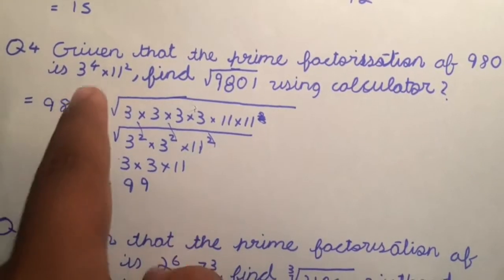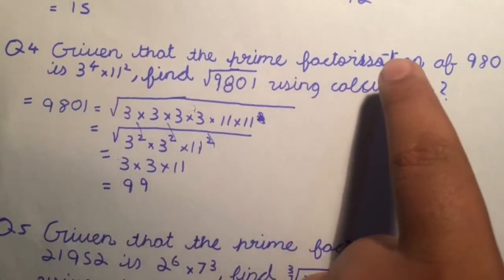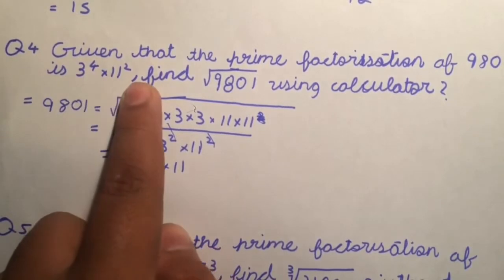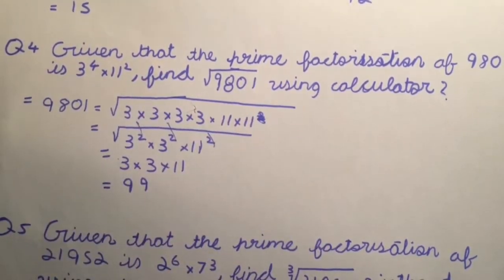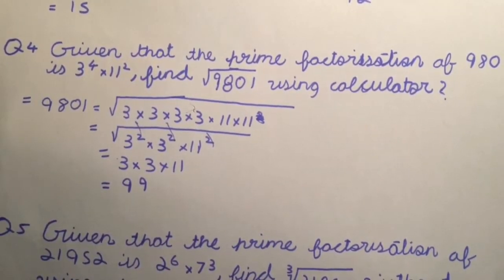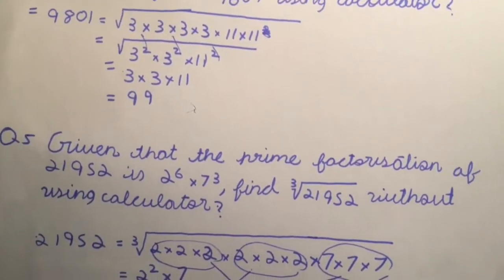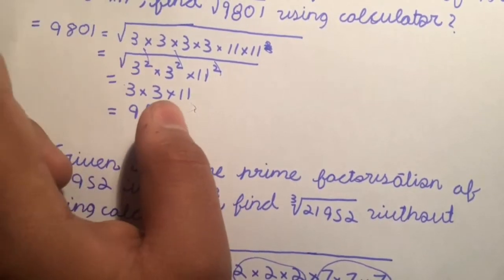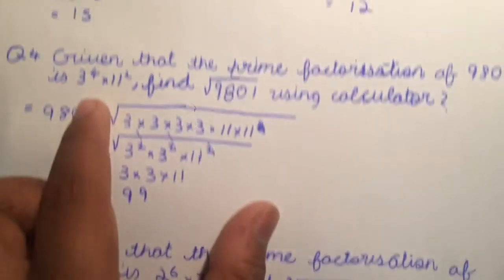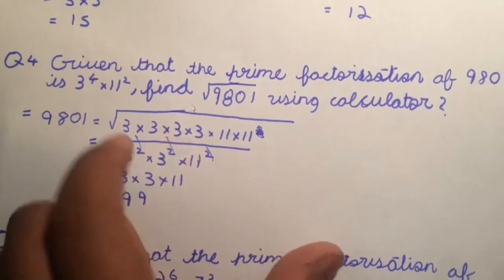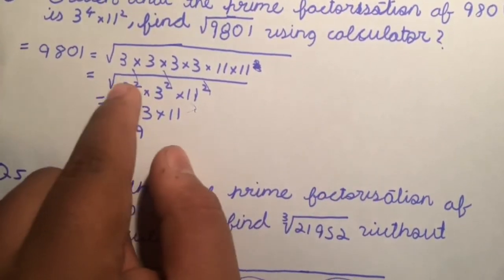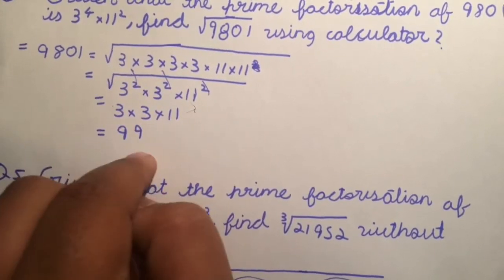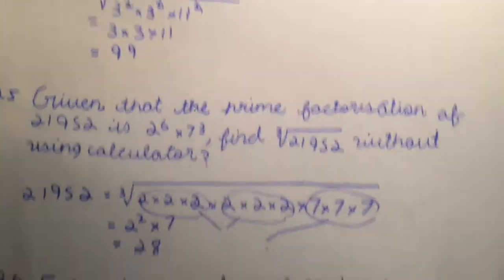Then come to question 4. Given that the prime factorization of 9801 is 3 raised to the power 4 into 11 raised to the power 2, find the square root of 9801 without using a calculator. So here we find the square root of 9801. We open these factors here, and now we make the sets of 2's in the square root and then cancel the squares with the square root, and the answer will be 99.